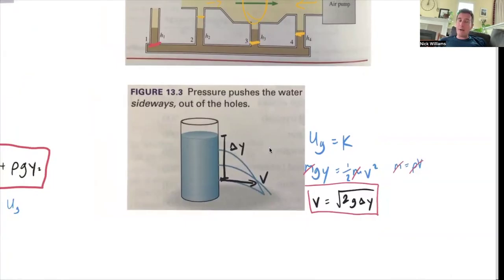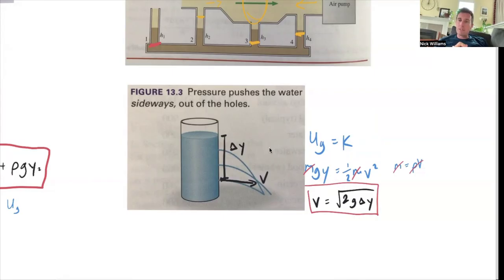pushes water sideways out of the holes. So the deeper it is, the greater the force of gravity. We can also think of this like a conservation of energy. The deeper it is, the more potential energy is pushing on it. That turns into kinetic energy. So I could say mgy equals 1/2 mv squared.